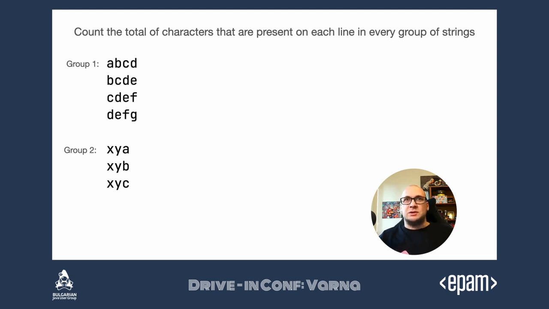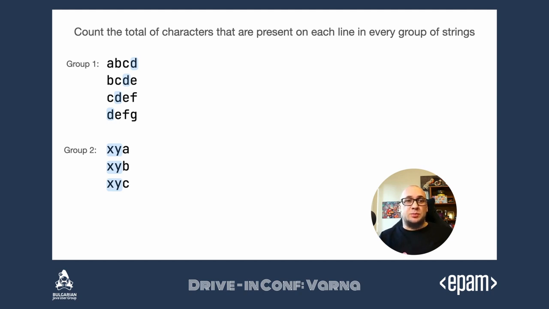And each string represents a set of answers by a single person. The answers are grouped within the file and separated by a blank line. So this is how it could look like. We have the first group where we have 4 strings, and the second group where we have 3 strings. And the requirement is to count all the characters that are present in every line within the group.